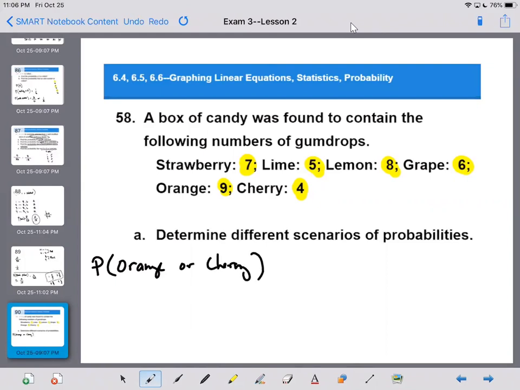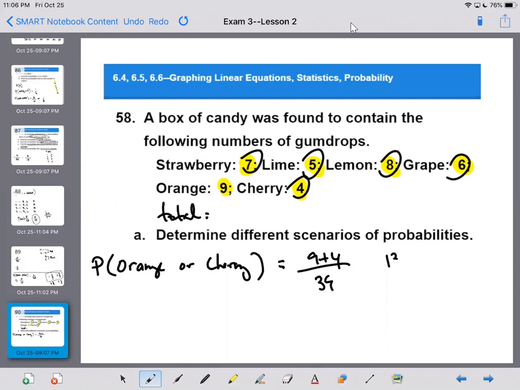Well, orange or cherry, that would be 9 plus 4. When you're dealing with this or this, you're going to add those probabilities together, but also need to find the total. So that's 7 and 5, that's 12. 12 and 8 is 20. And then 4 and 6 is 10, so that's 30. So I've got 39. So that would be 13 out of 39. And 39 is divisible by 13, so that would be 1/3. So 1/3 would be the probability of orange or cherry.